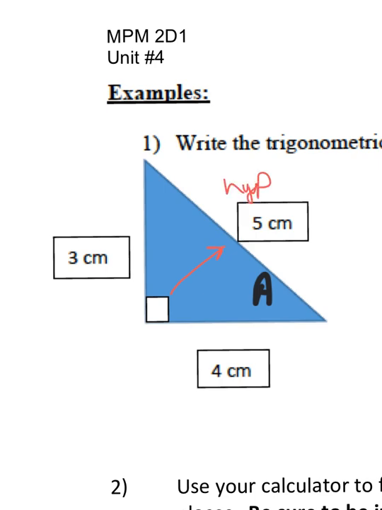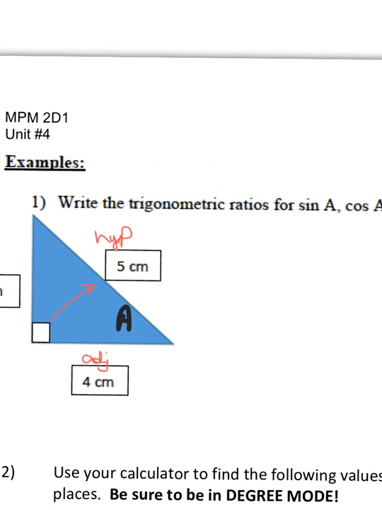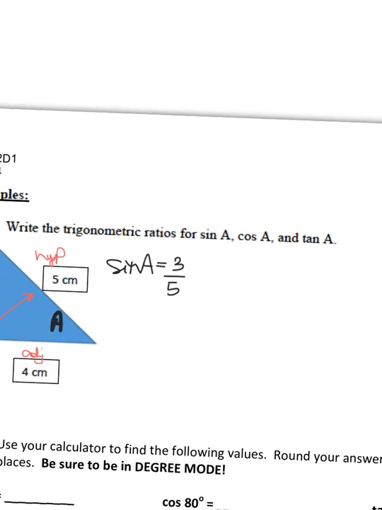Our opposite is across from, or opposite, angle A in this case. So I'm going to label that opposite, and adjacent is going to be the B side, beside angle A. So I'm going to write my trig ratios for sine. Sine is opposite over hypotenuse. So I'm going to have opposite is 3, hypotenuse is 5. Okay? Cos is the adjacent over hypotenuse.